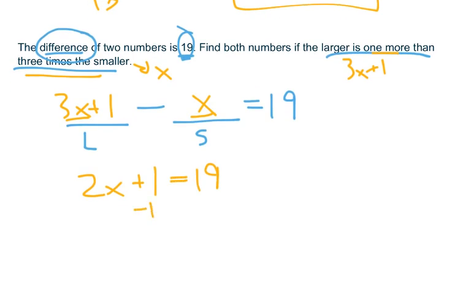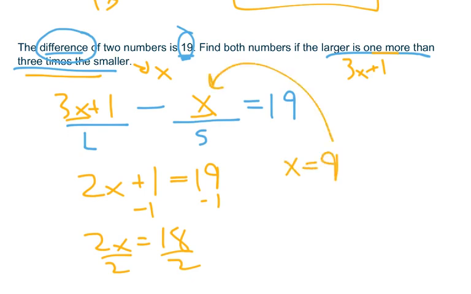Subtract 1 from both sides. 2x equals 18. Divide by 2. x equals 9. And that's this number right here. So I have to figure out what this number is, and with 2 options, I can plug it in. So this time let's do that. We'll get 3 times 9 plus 1.